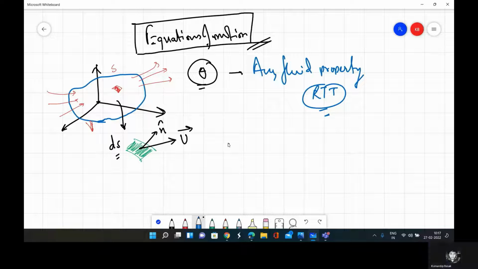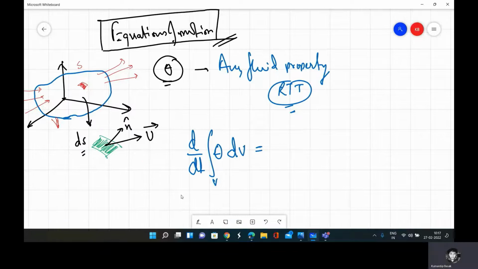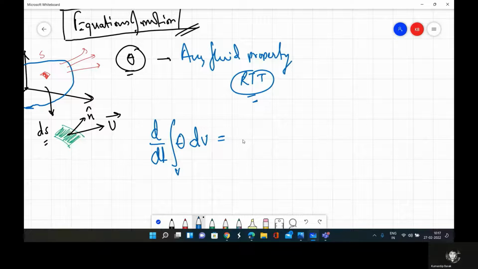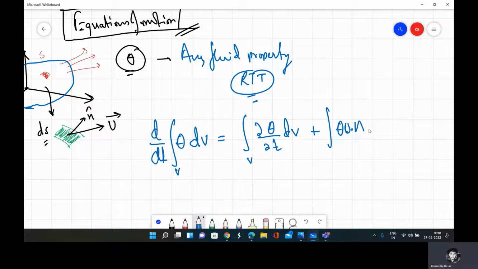We will get the rate of change of that property for that volume, which we can get by integrating over the whole volume, is equal to the integral of the partial derivative of that fluid property integrated over the volume, plus a surface part, that is theta u dot n ds integrated over S.